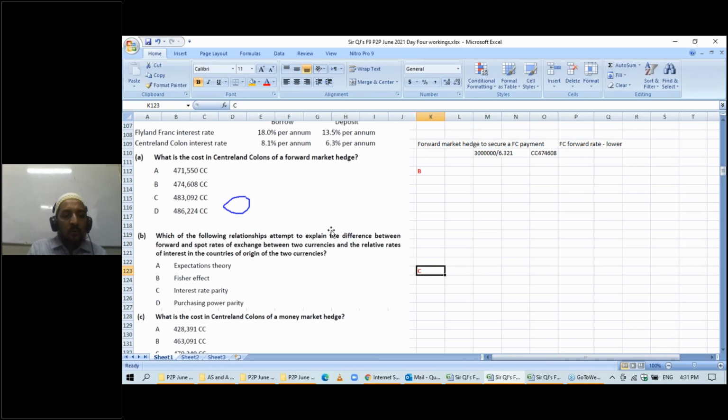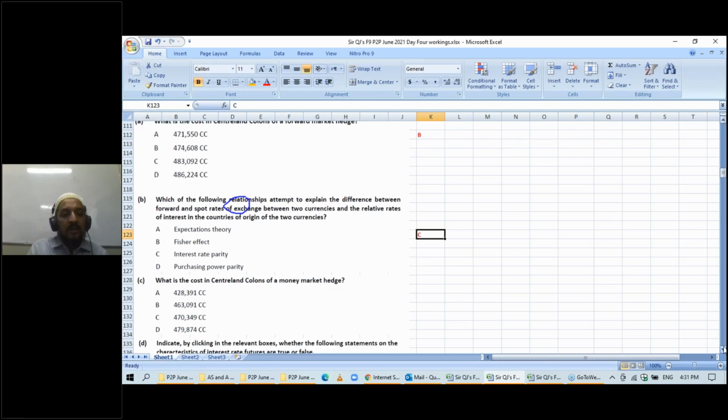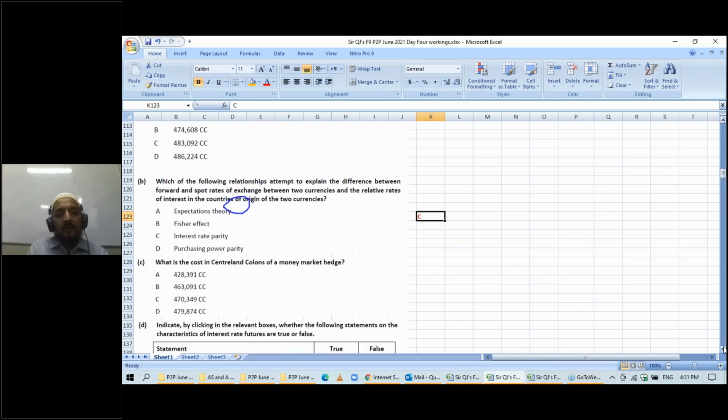Okay, now moving on to the part C, which is an important one. What is the cost in Centerland colons of a money market hedge? So in case of payment, we are exposed to a risk that the foreign currency strengthens, and we may have to make a larger payment than the current spot rate in 3 months time. So in order to secure this exposure, we will set a money market hedge. So let's set a money market hedge first.